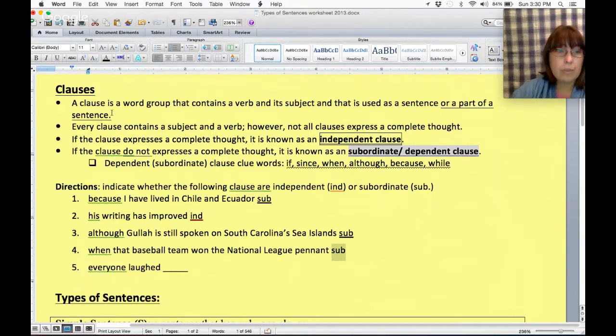And number five, everyone laughed. All right, it doesn't start with a dependent or subordinate clause clue word. It tells us who did it, what they did. Therefore, it is independent.